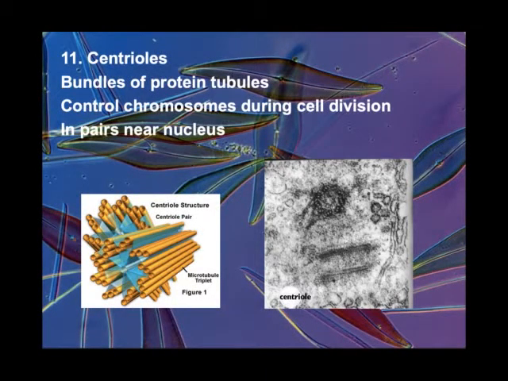They always are found in pairs and near the nucleus. And they're only found in animal cells and protist cells. Plant cells don't have them. They probably have some other thing that they haven't discovered yet that does the same thing in plant cells, but right now they've only seen them in animal cells and protist cells.